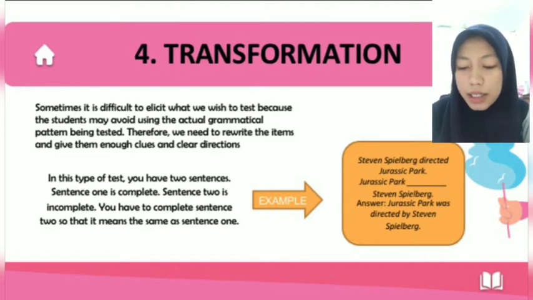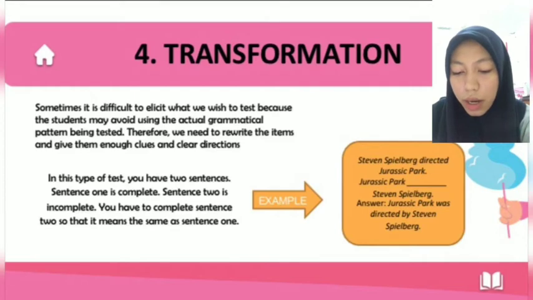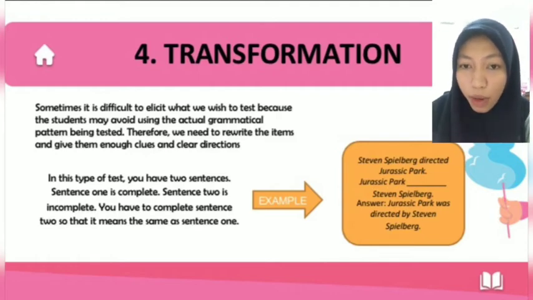And in this type of test, you have two sentences. Sentence 1 is complete. Sentence 2 is incomplete. You have to complete sentence 2 so that it means the same as sentence 1.